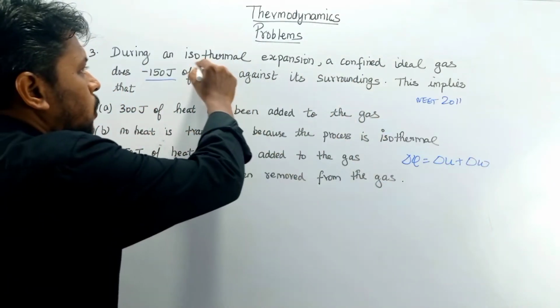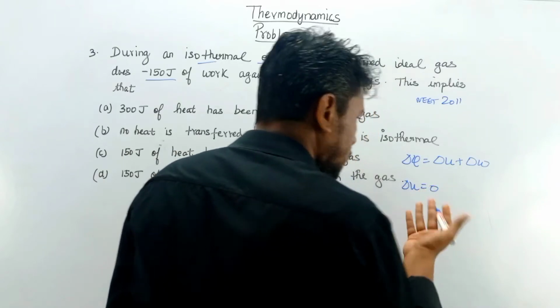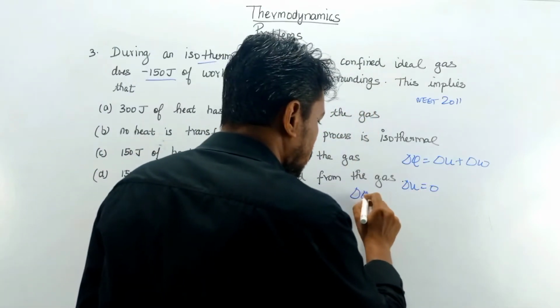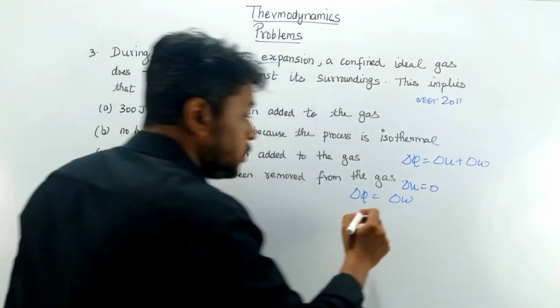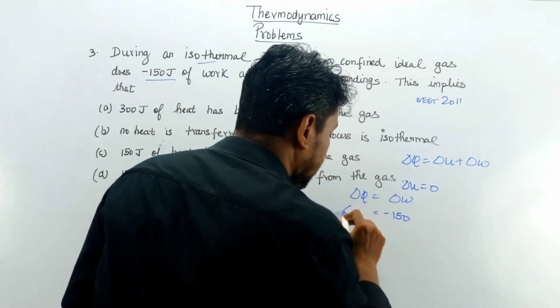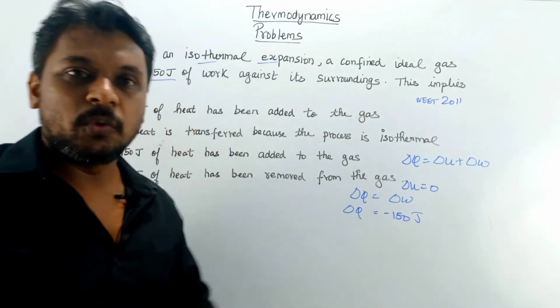As it is an isothermal expansion, you know that delta U becomes 0. So delta Q is automatically equal to delta W. So what is the work done here? Minus 150 joules. So automatically delta Q is equal to minus 150 joules.